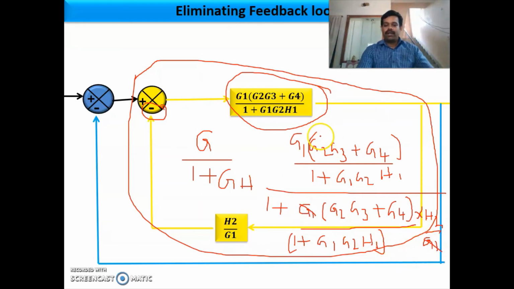Okay. Then what we have to do is take LCM. You have to cross multiply here. So in the denominator you will be getting 1 plus G1 G2 H1 plus G2 G3 plus G4 into H1. So in the denominator, 1 plus G1 G2 H1. So after taking LCM you can cancel these two. So LCM means you have to cross multiply this here.